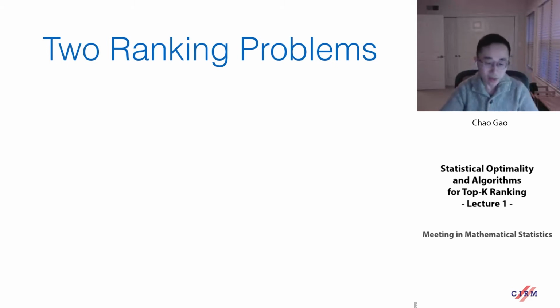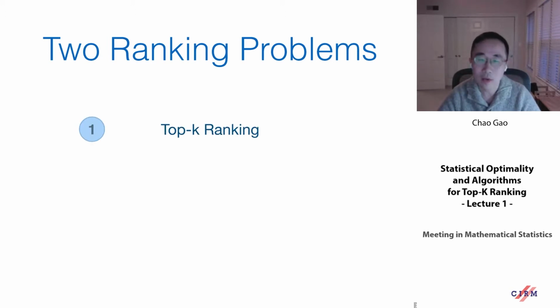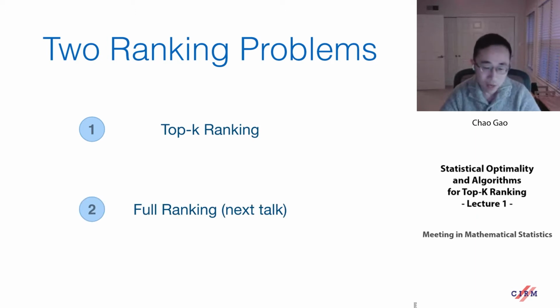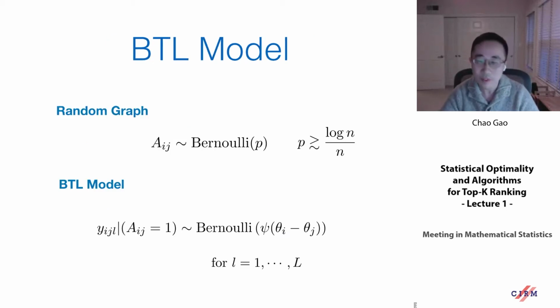In this talk, I would like to discuss two ranking problems. The first one is called top-K ranking. This is today's topic, and the goal of top-K ranking is to find the K best players from the data. In my second talk, I will discuss the problem of full ranking, which is to find the whole ranking result of all players. We are going to focus on the first problem today. So this is our setting. I hope it makes sense.